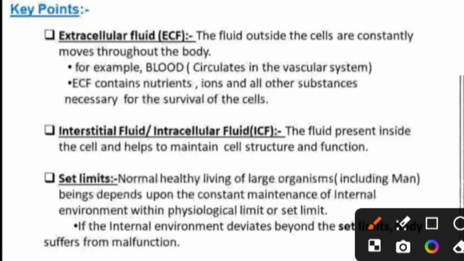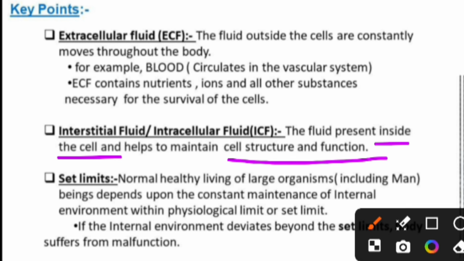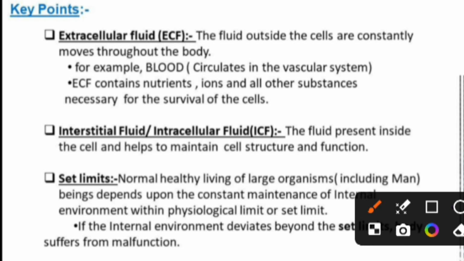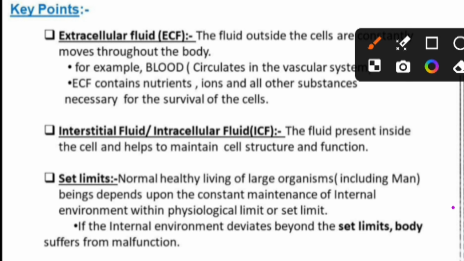Then intracellular fluid, also called ICF: I means intra, C cellular and F fluid. The fluid that is present inside the cell helps to maintain the cell structure, fluidity and the function of the cell. All of the cell organelles are present, floating in the intracellular fluid.